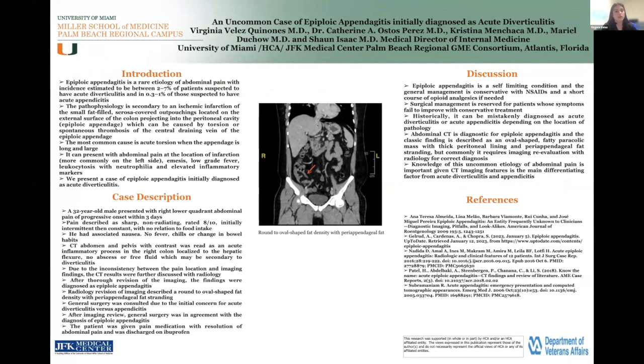The case was about epiploic appendagitis. It's a relatively rare cause of abdominal pain. The incidence is 2 to 7% of patients suspected to have acute diverticulitis, and about 0.3 to 1% of patients suspected to have acute appendicitis, and it just ends up not being that.